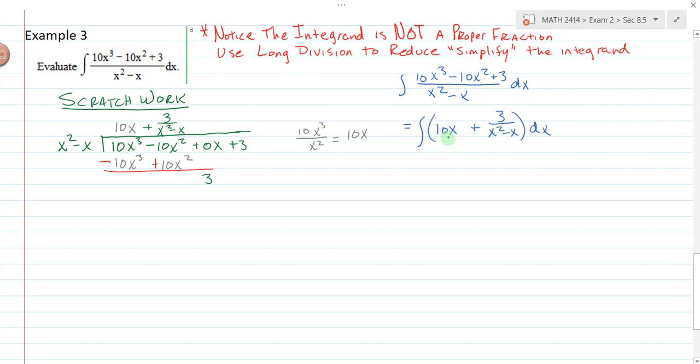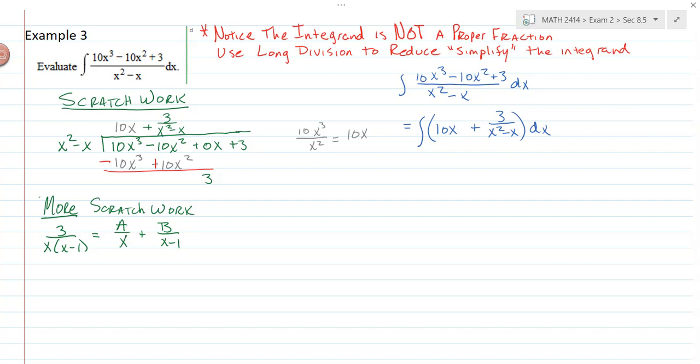So the 10x I can integrate pretty easily. This one might be problematic, but notice I can factor an x out of that denominator, can't I? So I'm going to do some more scratch work here. I want to do partial fraction decomposition on this last term. So that last term I could write as 3 over x times x minus 1. And when I expand this using partial fraction decomposition, what am I going to write? What am I going to expand this to? I have two linear factors here, so that's going to be a over x plus b over x minus 1.